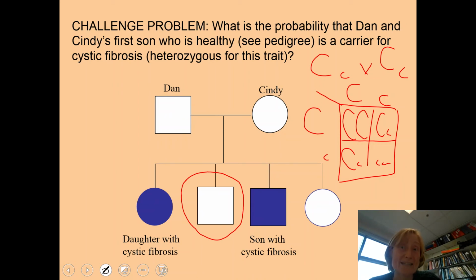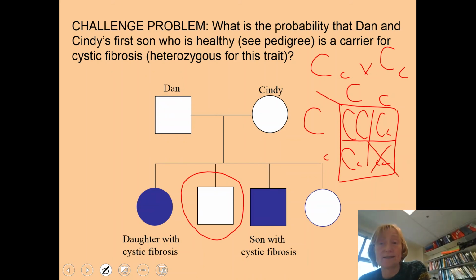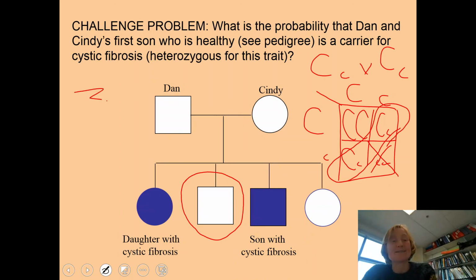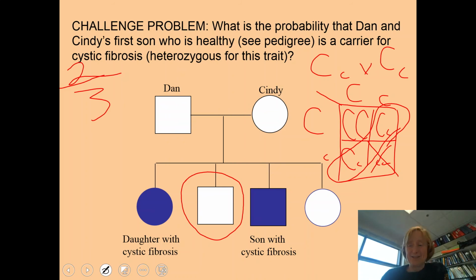What do we know about this son? What do we know he isn't? What do we know his genotype is not? His genotype is not little c, little c. So we know his genotype is one of these two. It's either big C, big C, or big C, little c. What's the probability of getting big C, little c now that we know it's not little c, little c? What's the probability? 2 out of 3. 2/3 is the answer to that question. Oops, I wrote that wrong. 2/3. That's a challenge question.